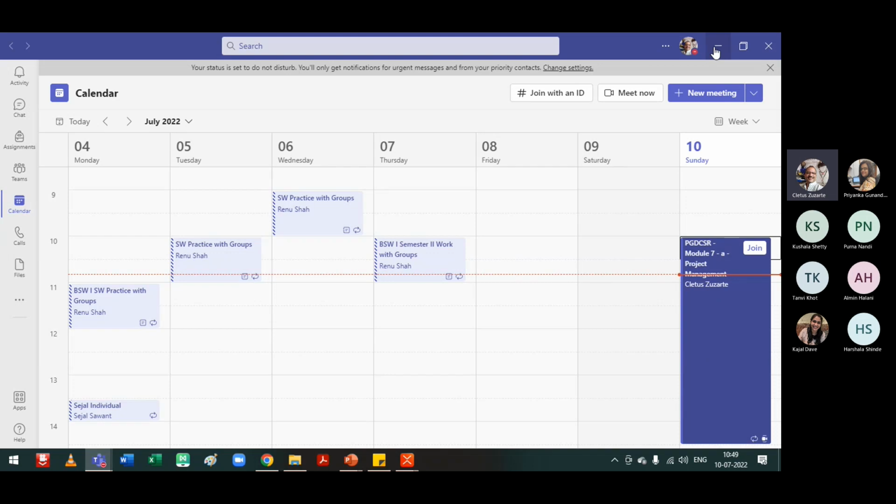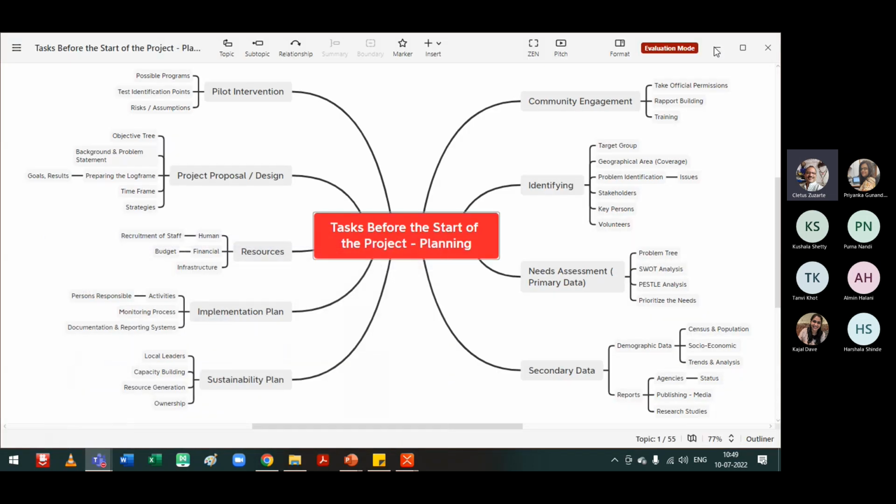Okay. I've switched to my phone data, because my Wi-Fi was not clear with all of you, so that's why I switched to the phone data.